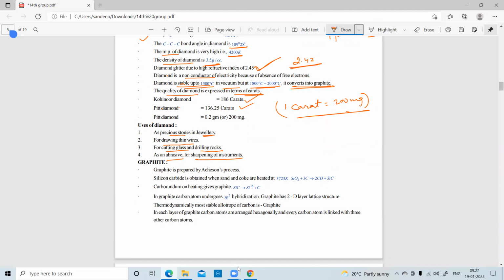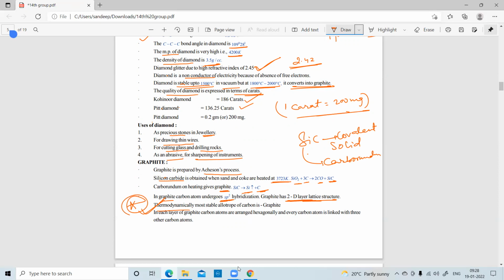Now coming to graphite. Graphite is prepared by the Acheson process. Silicon carbide is obtained when sand and coke are heated at high temperatures. Silica treated with coke forms carbon monoxide and silicon carbide. Silicon carbide is a covalent solid, also called carborundum. When it is heated, it gives silicon and carbon as graphite. In graphite, carbon has sp2 hybridization. Graphite has a two-dimensional layer structure. Thermodynamically, graphite is the most stable allotrope.